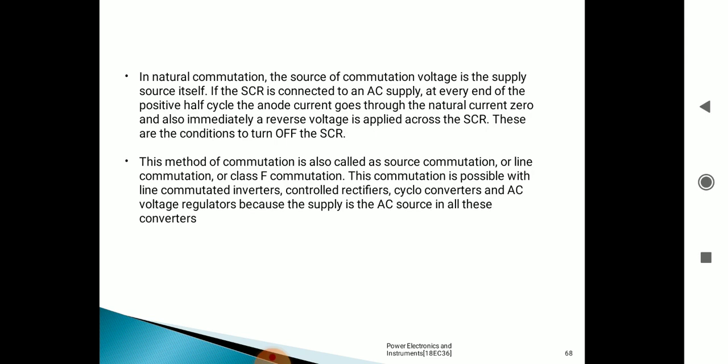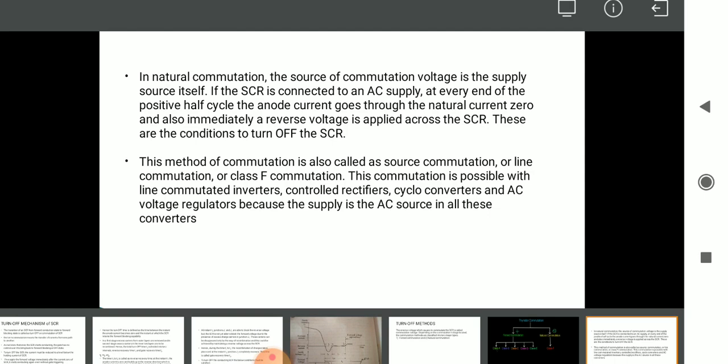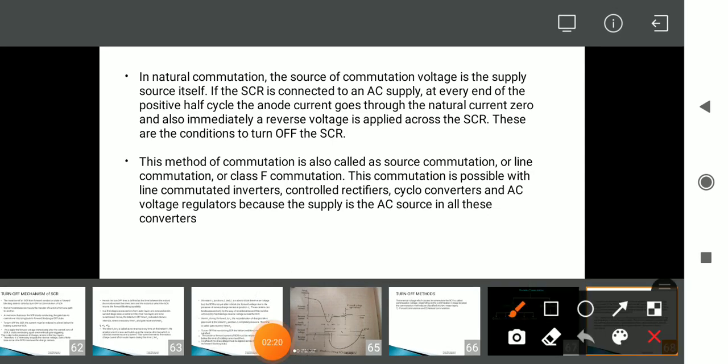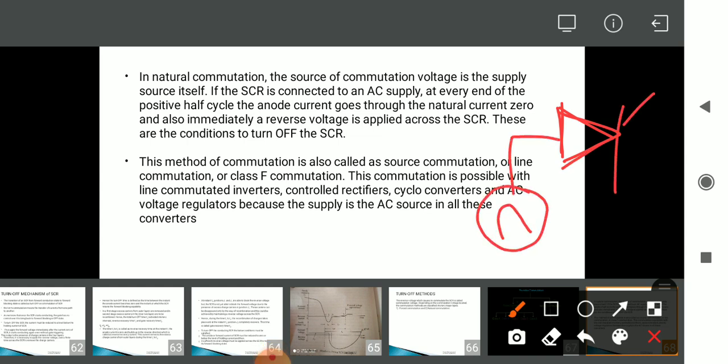So there are two conditions. One is we need to make the anode current zero, as well as after some time we need to apply the reverse voltage to make junction J2 reverse biased. If these two conditions are satisfied, then we can turn off the SCR. But in case of AC, if we give AC supply, what happens? For example, consider a simple SCR circuit, for which we are giving an AC supply.